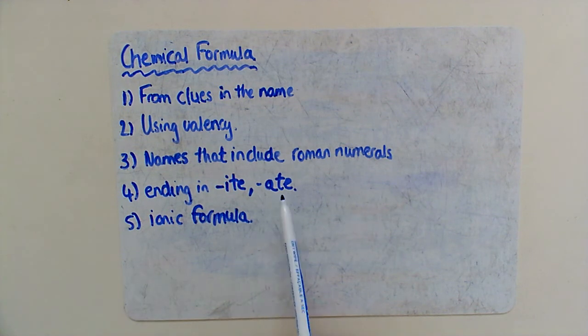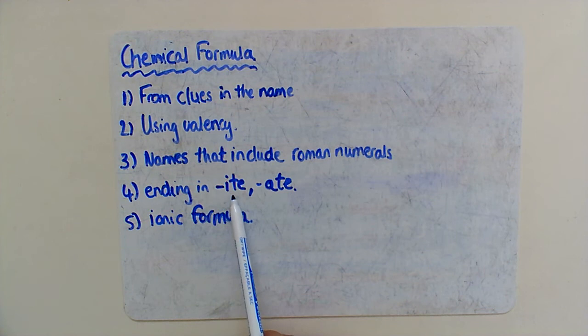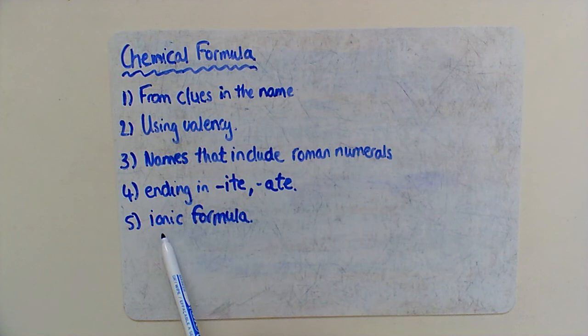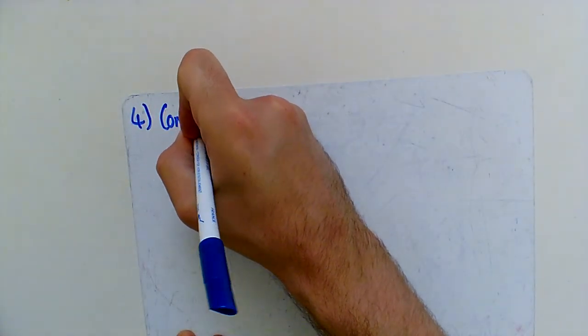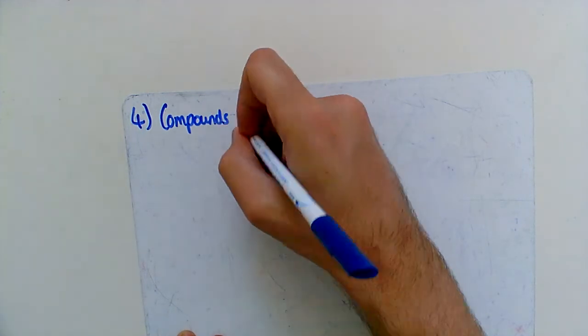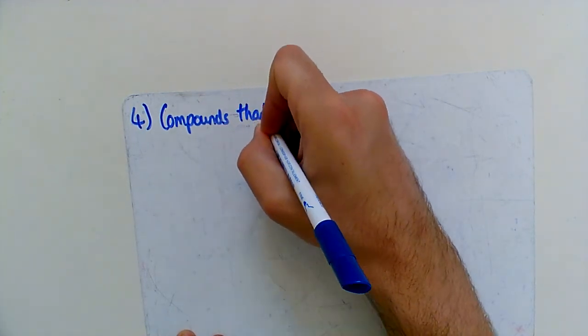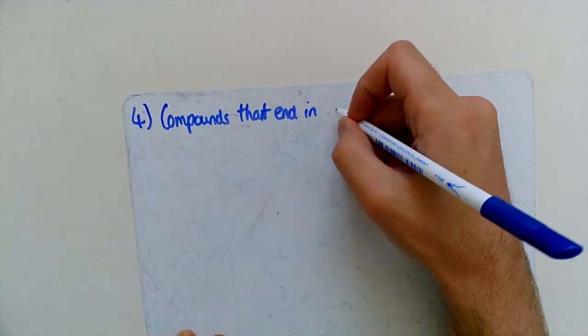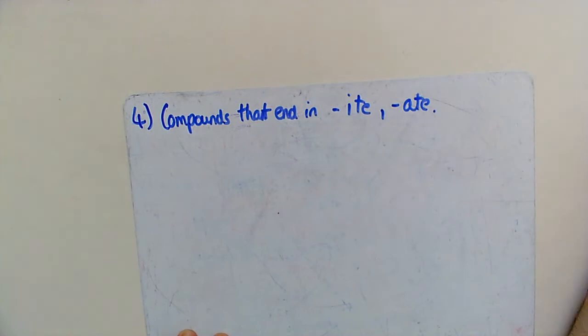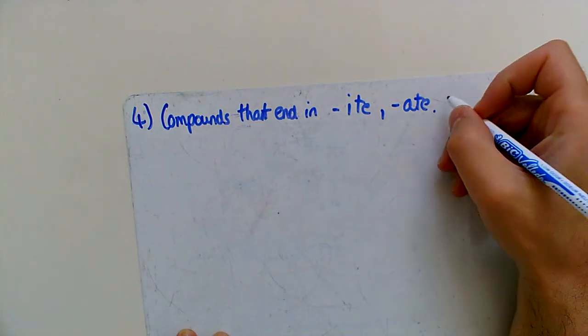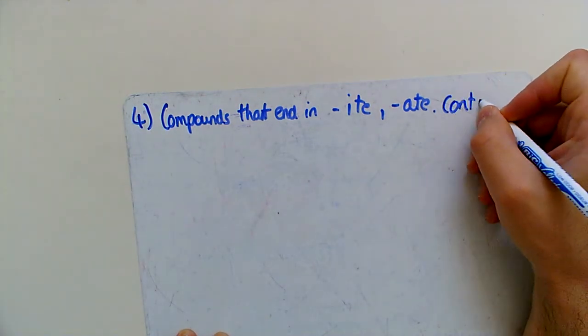This video is going to focus on the final two types of formula you need to be able to write. We're going to think about chemicals that end in ite or ate, so I-T-E, A-T-E. And we're also going to look at ionic formula. So firstly, we need to think about compounds that end in I-T-E or A-T-E. Now, if a chemical ends in that, it means it contains oxygen.